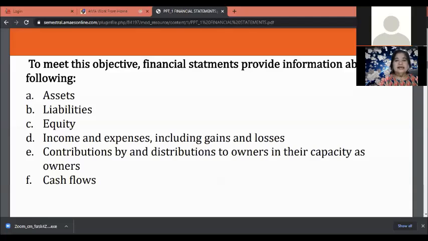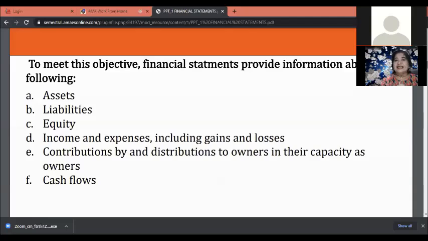And then from a merchandising firm, definitely we have those, okay? And that is also true with manufacturing, because after the processing of raw materials into finished products, the very source of their income again is the selling of their finished products. Okay, so expenses are also part of it.